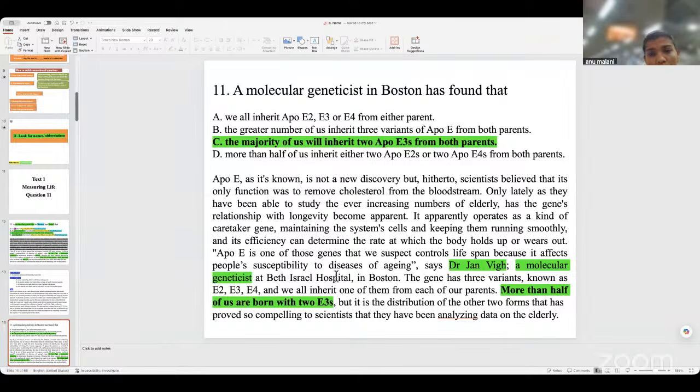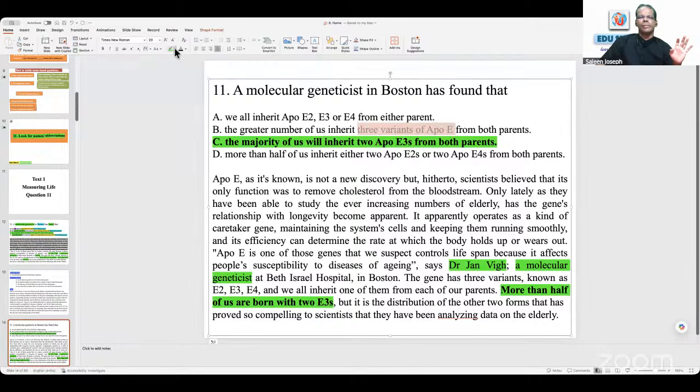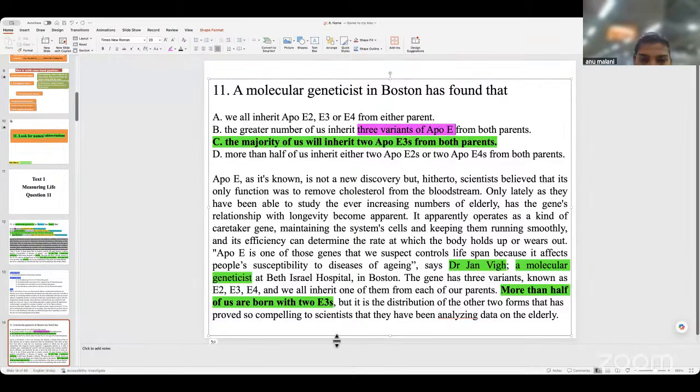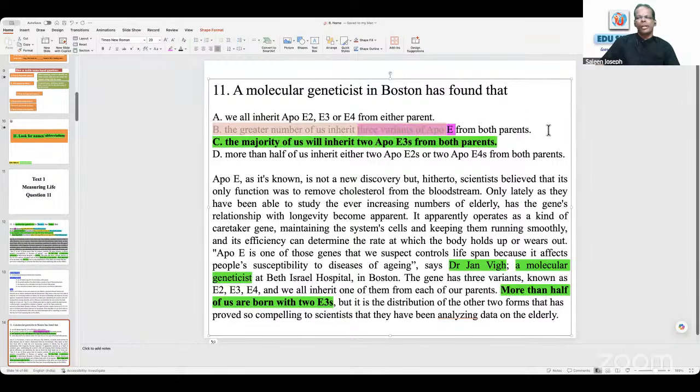Father, I understood the answer, but I just want to know why we eliminate B. B says the greater number of us inherit three variants of ApoE3. What are the three variants? E1, E2, E3, E4. But here in the text, what are they saying? Born with two E3s only. Here they are saying E2, E3, E4. Here only E3. That's why you eliminated option B. Yes, Father. Got it.